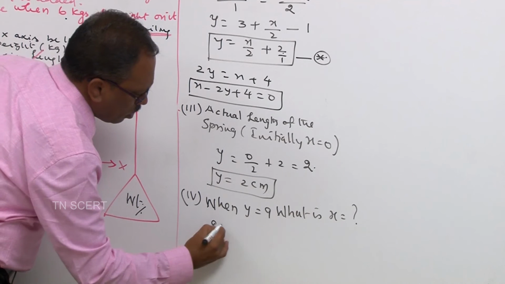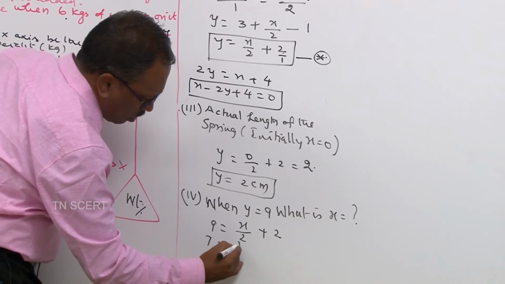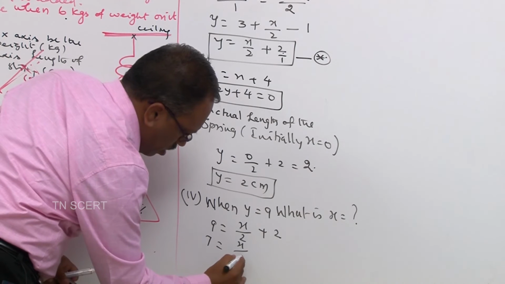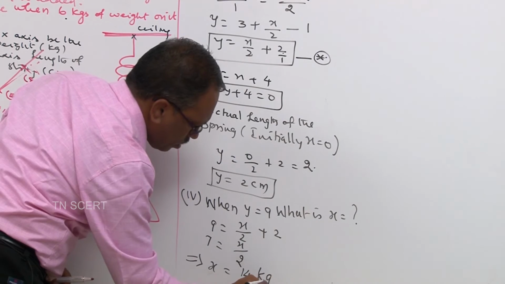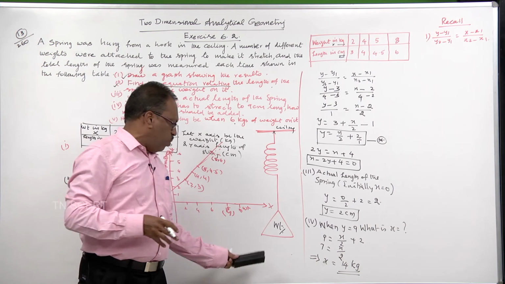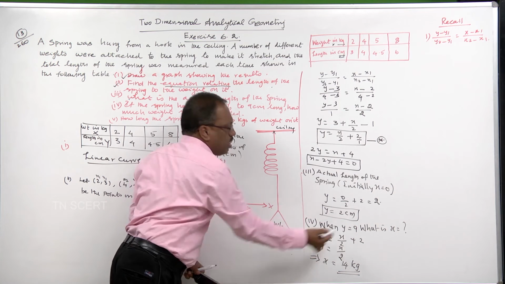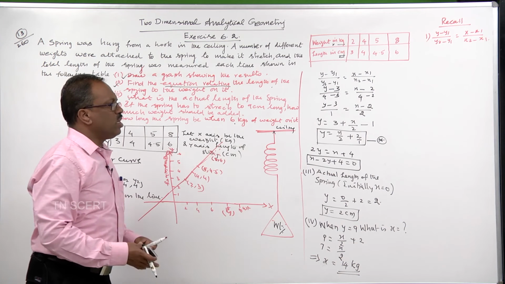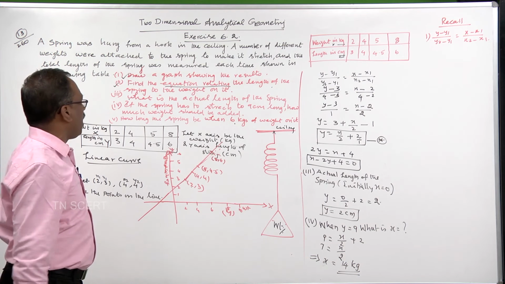So, 9 is equal to x by 2 plus 2. That means 7 is equal to x by 2, which implies x is equal to 14 kg. So, if I put 14 kg of weight in the suspension here, the spring will be elongated to 9 centimeter. That is the way the fourth one would be. So, when I put 9 centimeter, 14 kg I have to apply.